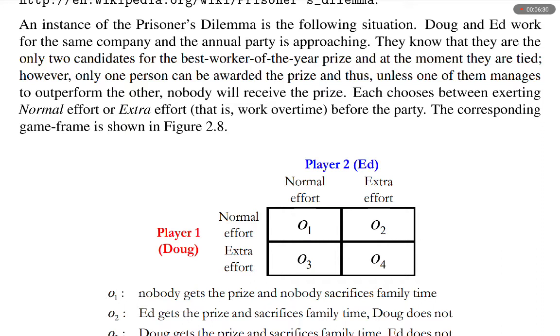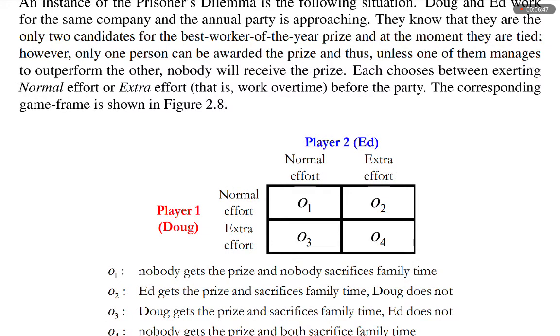Player 1, Doug, is on the rows, and player 2, Ed, is on the columns. Their choices are normal effort and extra effort. Outcome 1 is normal, normal; outcome 2 is normal, extra; outcome 3 is extra, normal; and outcome 4 is where Doug has extra effort and Ed has extra effort.